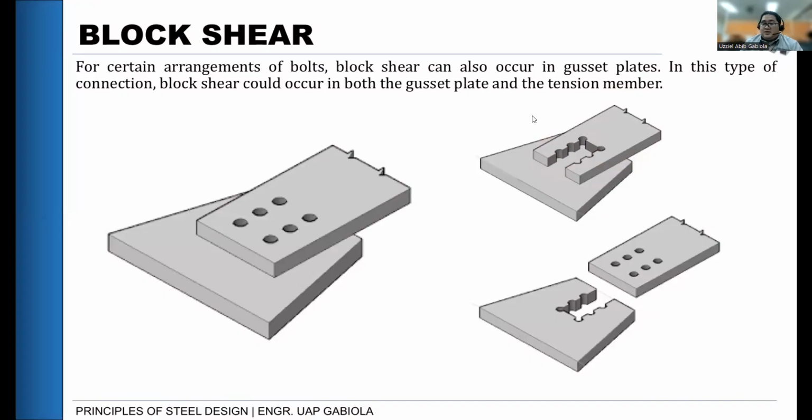Kasi possible na magkaiba sila ng strength. Let's say, dun sa tension member mo, you use a different type of steel. Let's say, an A572 or A992. And then for your gusset plate, you use an A36 na steel. So, strength-wise, one part will be stronger and then the other part will be weaker. So there will be a chance na mangyari itong failure na to sa kanya. Okay? So to better understand the concept of block shear, let's have an example.